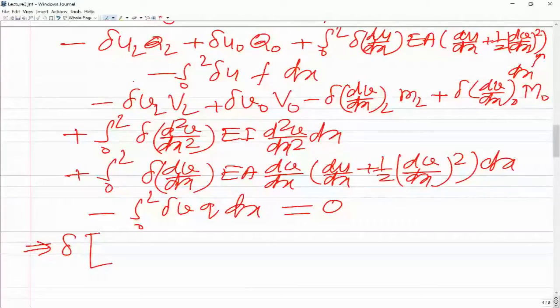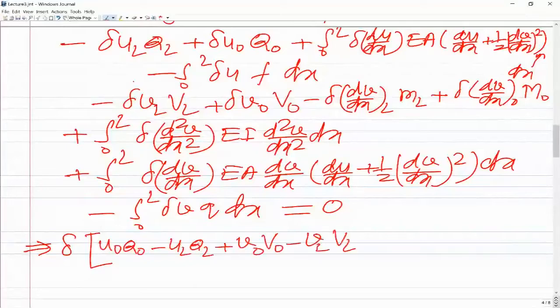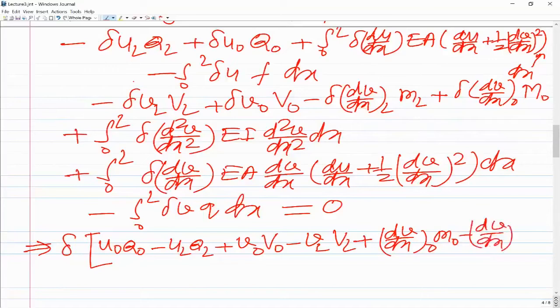So let me first write the boundary terms. So we have u naught q naught minus uL into qL, plus we have v naught into V naught minus vL into VL, plus dv by dx at x equal to 0, so dv by dx naught into M naught minus dv by dx at L into ML. So these are all the boundary terms. So we take just delta common out from there.